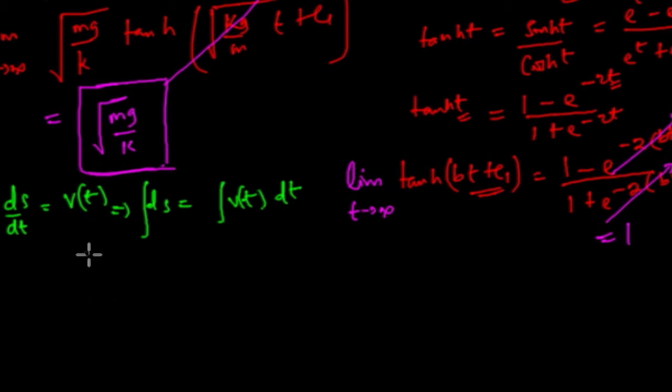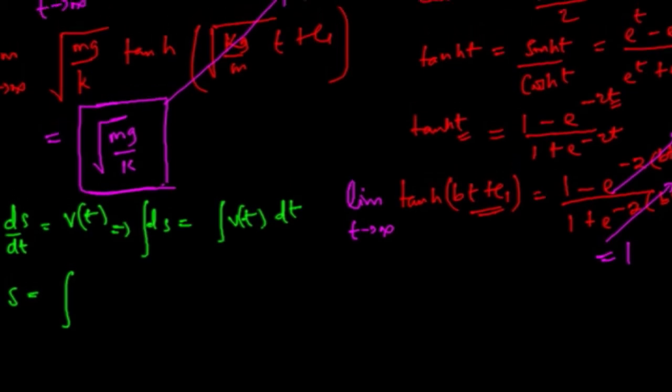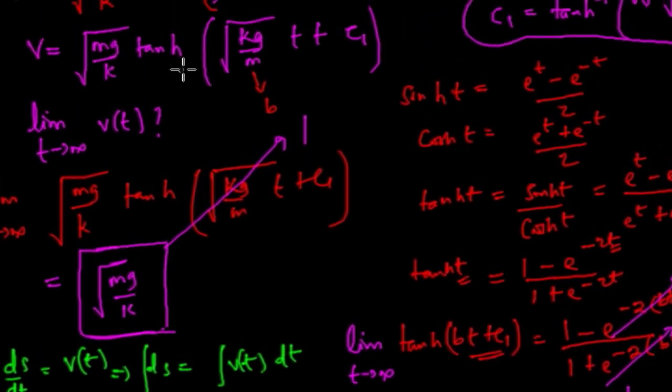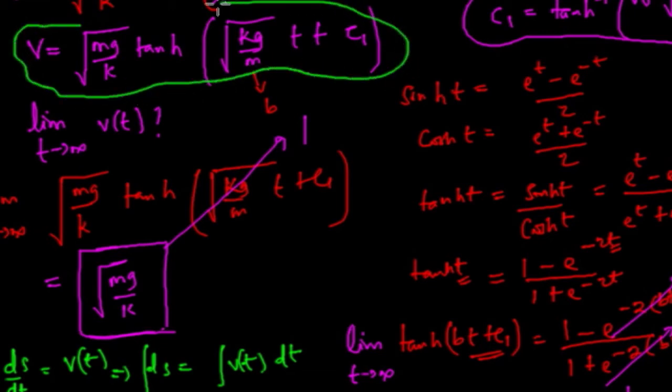So that implies that s equals the integral of v of t. So what did we get for our v of t initially? We recall that this is our v of t here. Our v of t is root mg over k, this is our v of t here, which is what we're going to integrate. And then we know that this is our c1.